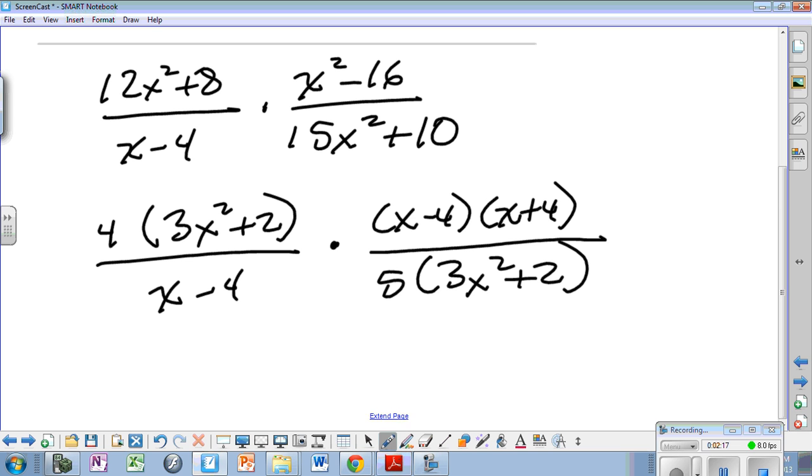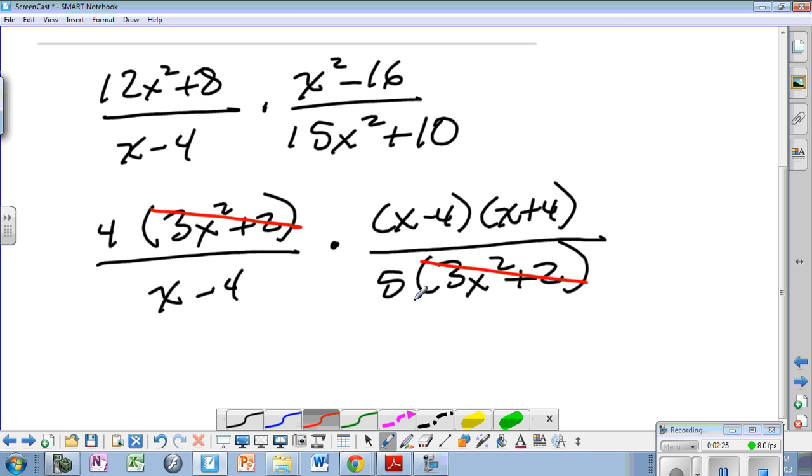And my next step is to look at what I have. Look at what's in the numerator, look at what's in the denominator. If there's anything in common, cancel it out. So 3x squared plus 2 is in the numerator and denominator, and x minus 4 is in the numerator and denominator. And then the next thing is to multiply numerator by numerator and denominator by denominator. So I end up with 4 times x plus 4 all over 5.